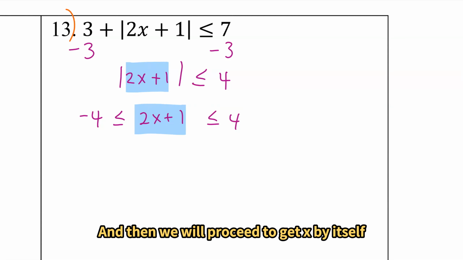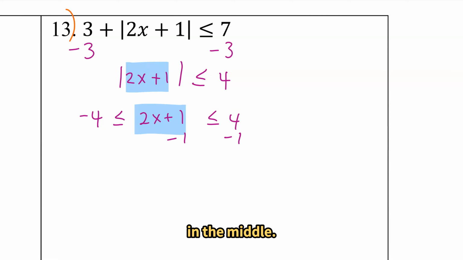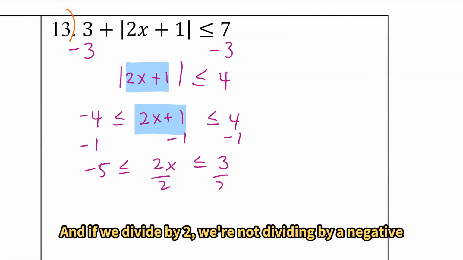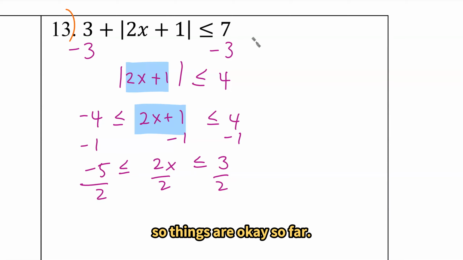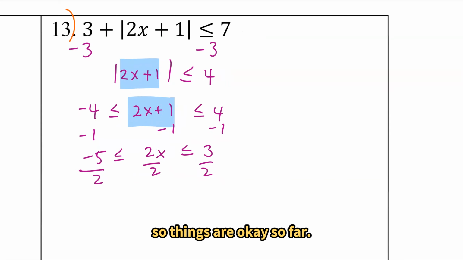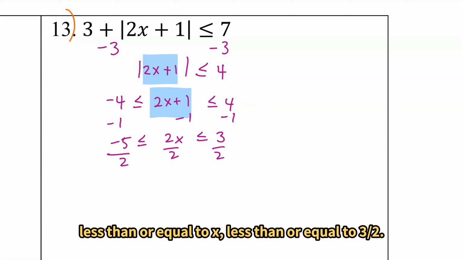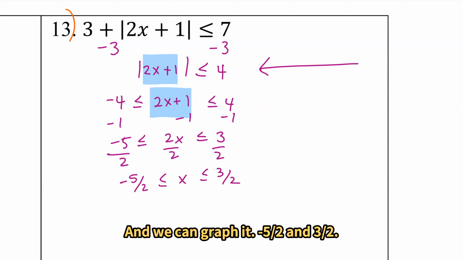And then we will proceed to get x by itself in the middle. And if we divide by 2, we're not dividing by a negative, so things are okay so far. And we're left with negative 5 halves less than or equal to x less than or equal to 3 halves. And we can graph it. Negative 5 halves and 3 halves.